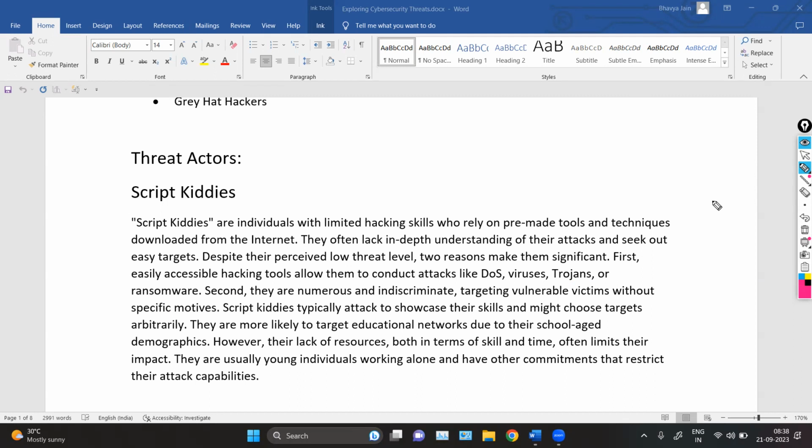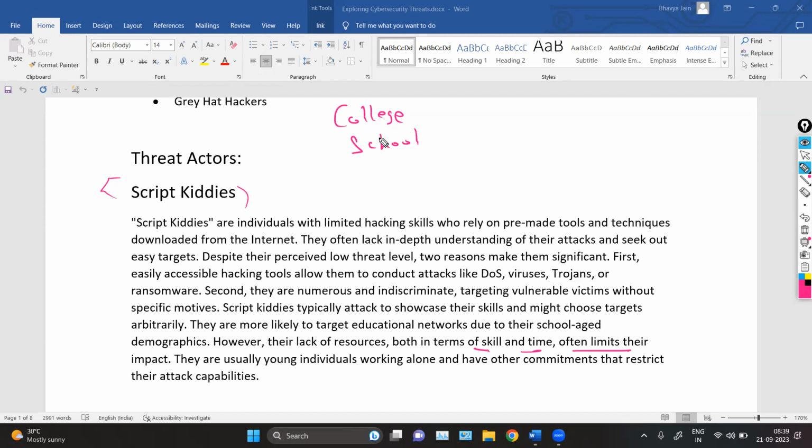However, their lack of resources, both in terms of skill and time, often limits their impact. Let's say they are college students. Mainly the ratio is from college and school students. They don't have enough time for hacking because they have college work, homework, or assignments, and they also don't have the skills. That is why we don't have that much threat from these script kiddies.